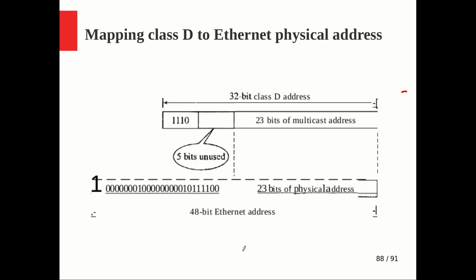So something like this. The class D address will be identified by the most significant 4 bits being 1110. All those things I discussed when we discussed the IP address. Out of the 32-bit combination, if an address starts with 0, it is class A, 10 is for class B, 110 for C, and 1110 is for D. So this is for the identification part.